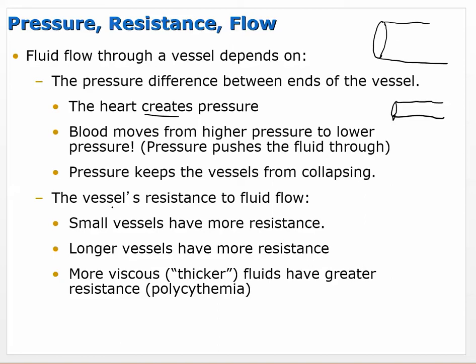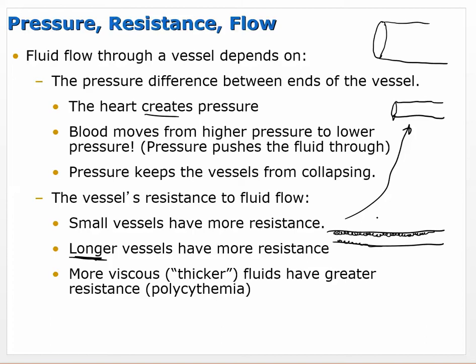Okay, so the vessel's resistance to flow: small vessels, like I just mentioned, have more resistance, and larger vessels have less. That should say less resistance. Small vessels have more resistance, larger have less, but longer. This is longer, not larger. Longer vessels have more resistance, and that's just because you have more opportunities for that resistance. If it's longer, you're going to have more scraping along the side. I know I say that, and it's not really what happens, but it kind of gets the point across that it's interacting with the side.